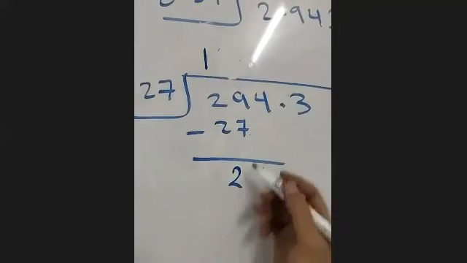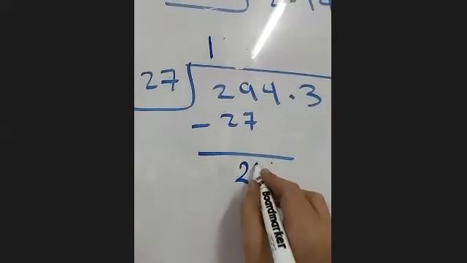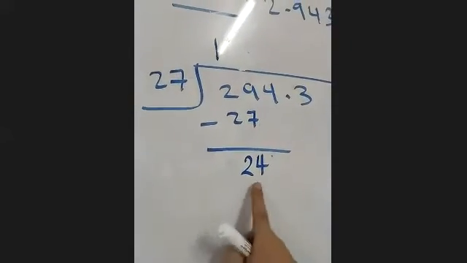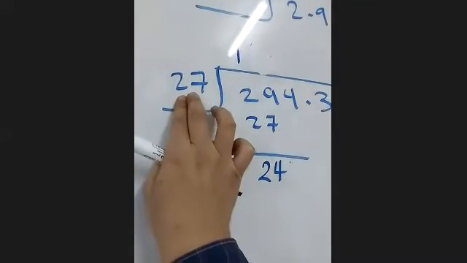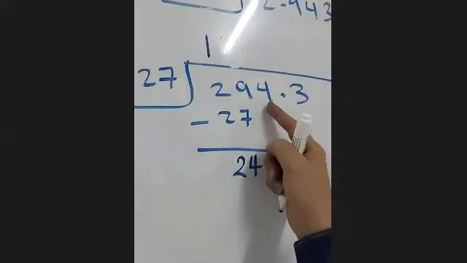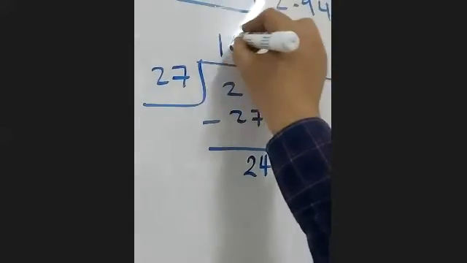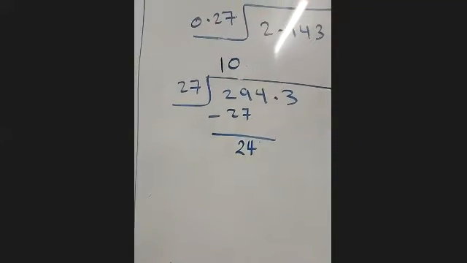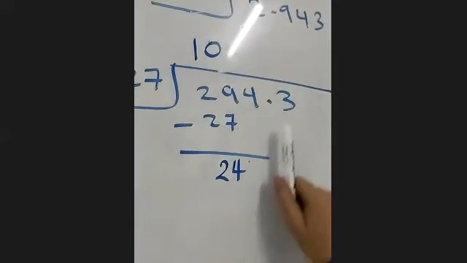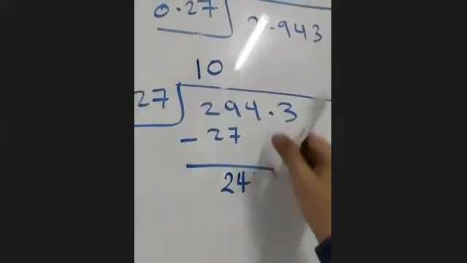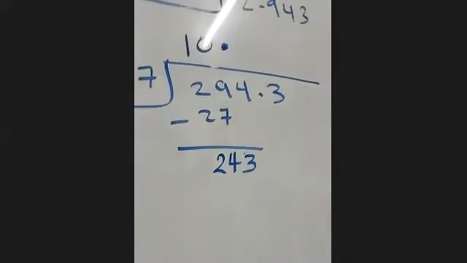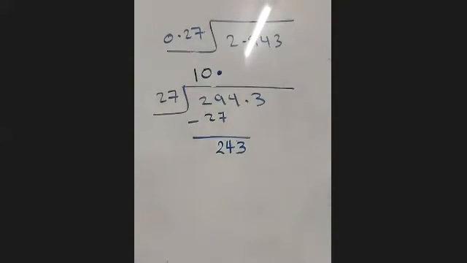Now bring the 4 down. Okay, it's 24. Look here, guys. I brought the 4 down. 24 is less than 27. After I brought the 4 down, 24 is less than 27, so in this case I put 0 in the quotient, okay? Now, before I bring the 3 down, I have what? The decimal. So the decimal goes here. Now bring the 3 down, 243.